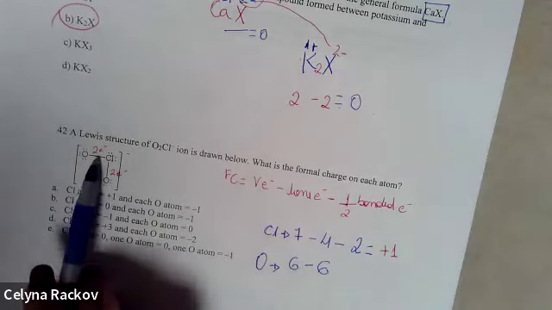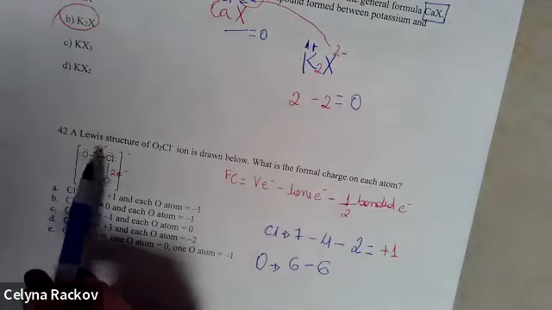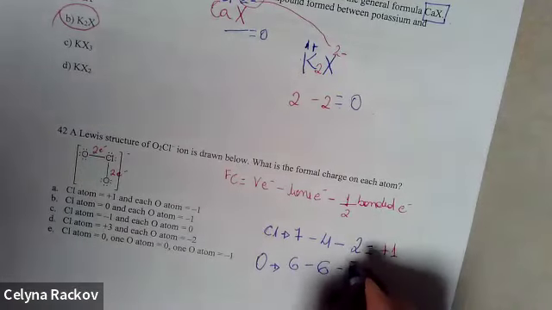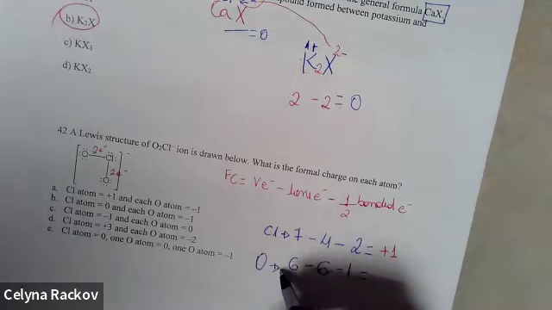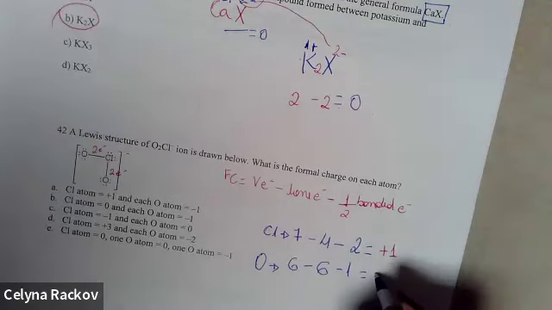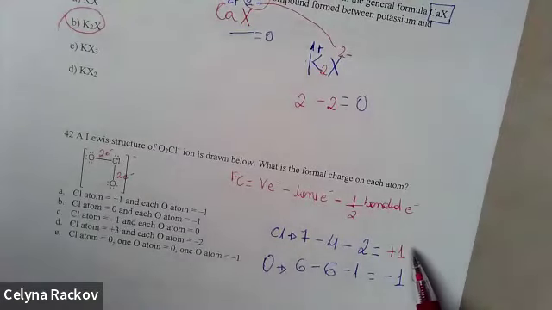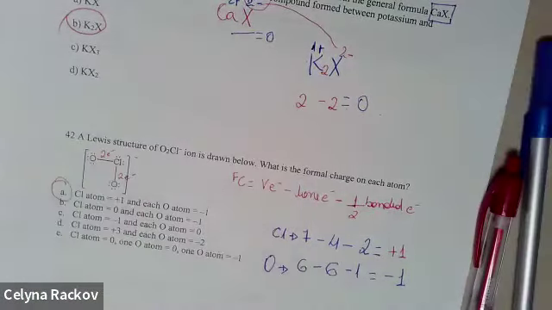Then minus half of the bonded electrons. So here you have 2 electrons divided by 2, so it will be minus 1. So 6 minus 6 minus 1, the answer is minus 1. So the answer is plus 1 for chlorine and minus 1 for each oxygen. So the answer is A.